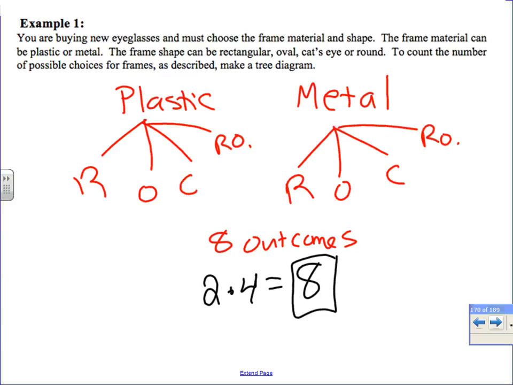Annalise? Because there's 2 options for frames and there's 4 different shapes. So if you figure you have 2 options for something, the frames, once you pick that, you have 4 other options. It's very hard for me to explain, but drawing it out is the same thing as multiplying 2 times 4. It just always works. And that's kind of like you probably use common sense sometimes on things like that and don't even realize you're using the multiplication counting principle. Doug?